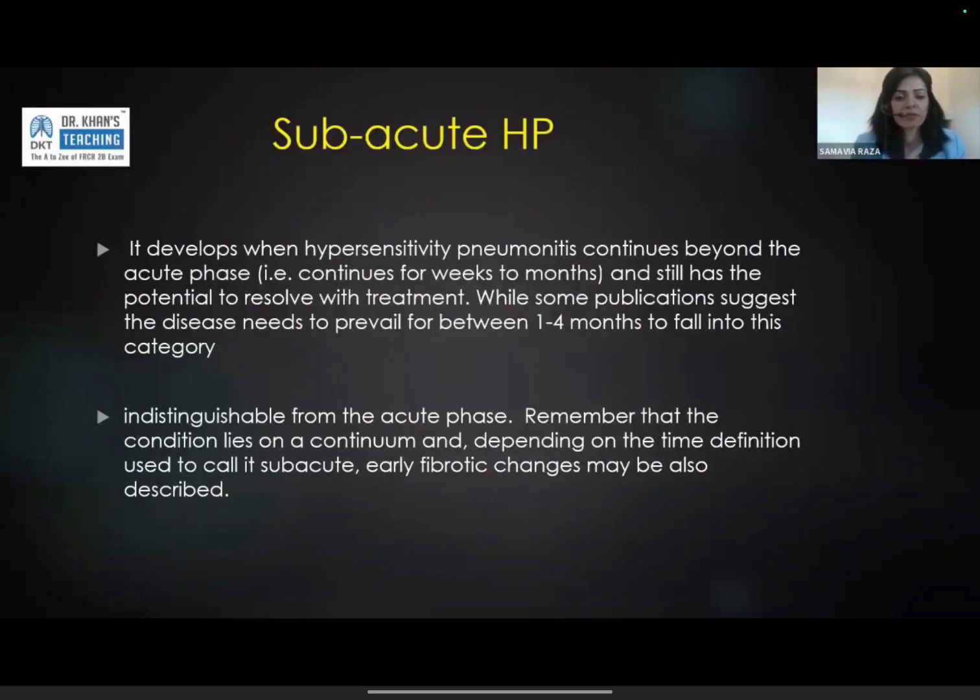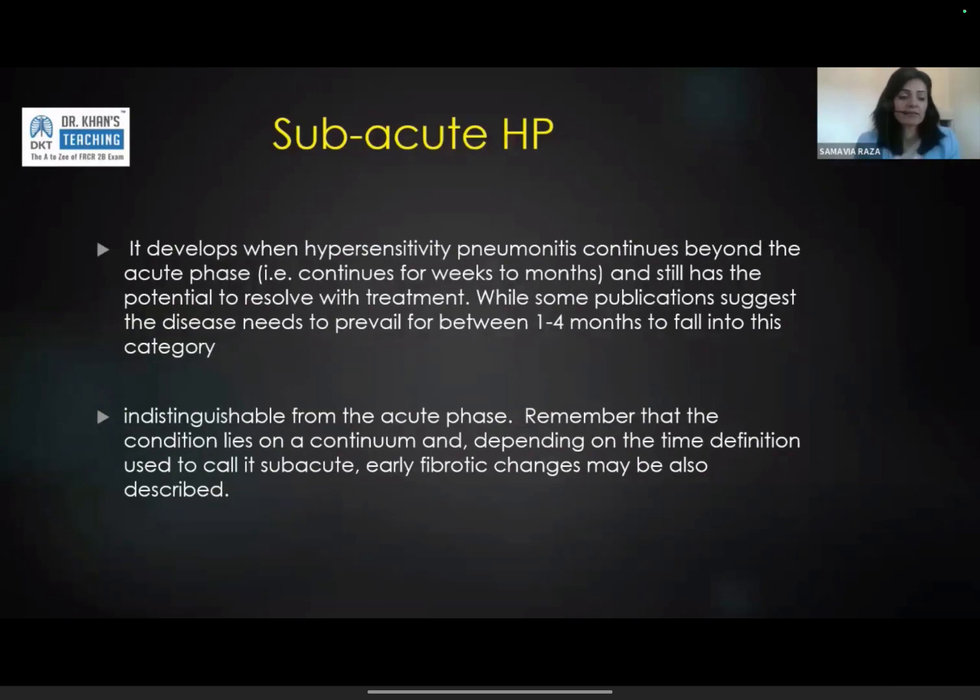The acute and the subacute and the chronic lie on a continuum, and depending on the time, it is called subacute. And even in the subacute phase, you can see early fibrotic changes or early distortion. And then if untreated, by untreated, I mean they don't get rid of the substance or the pet or whatever is giving them HP, they go on to develop fibrotic changes.